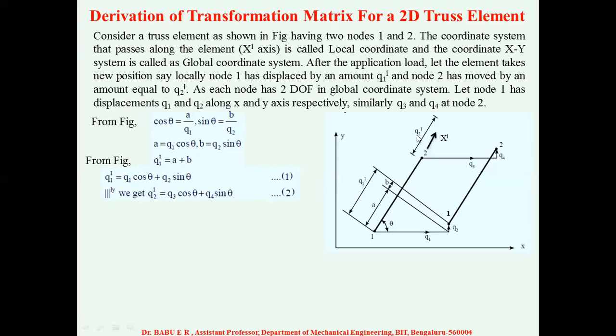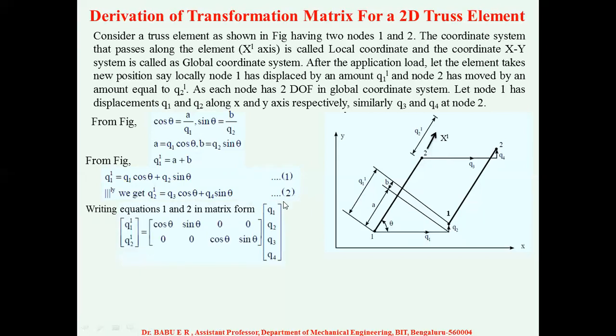Similarly, we get Q2 dash. Drawing one line over here, it will form one triangle, and here one more triangle. Similarly, Q2 dash can be written as Q3 cos theta plus Q4 sin theta. Call this equation number 2.